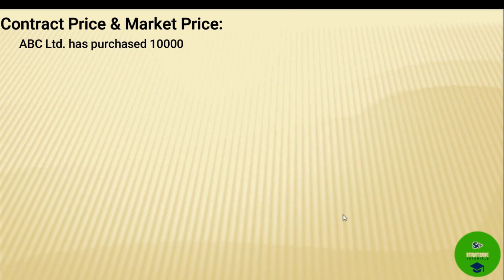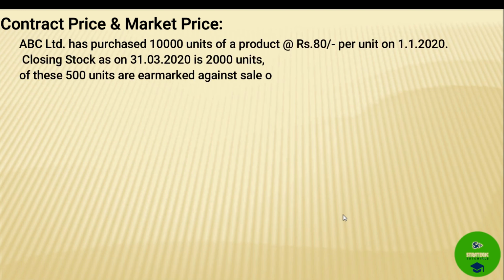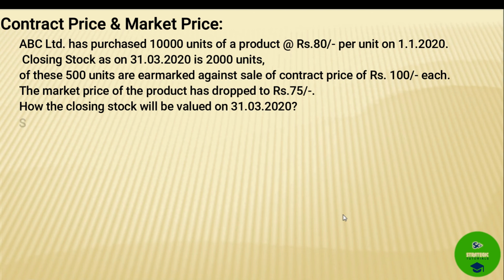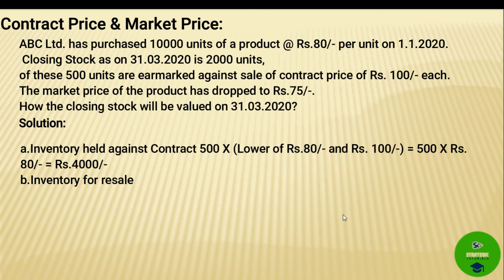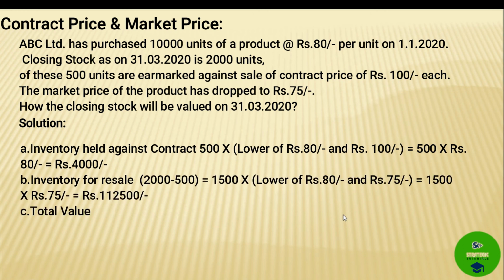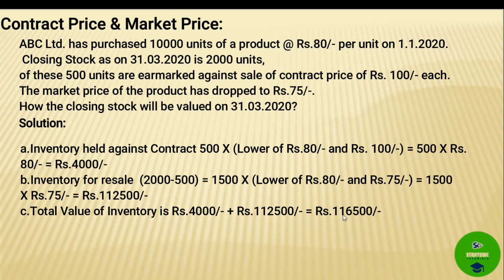It is one of the other parameters, that is contract price and market price. ABC Limited has purchased 10,000 units of product at the rate of 80 per unit on 1st January. Closing stock on 31st March 2,000 units. Out of these, 500 units are earmarked against sale of contract price rupees 100 each. The market price of the product has dropped to rupees 75. How the closing stock will be valued on 31st March 2020?